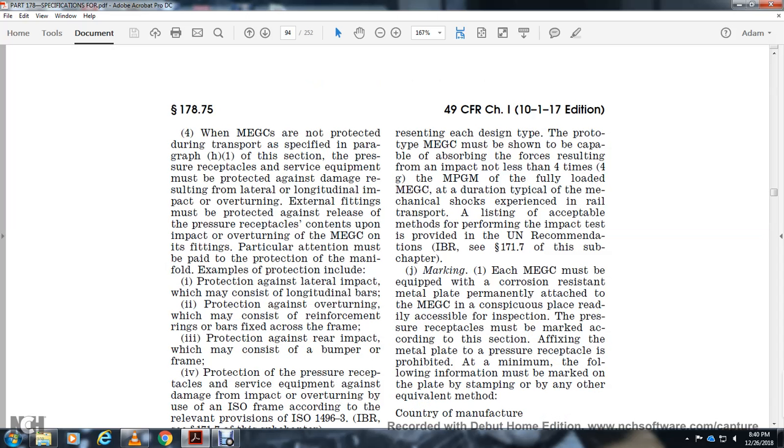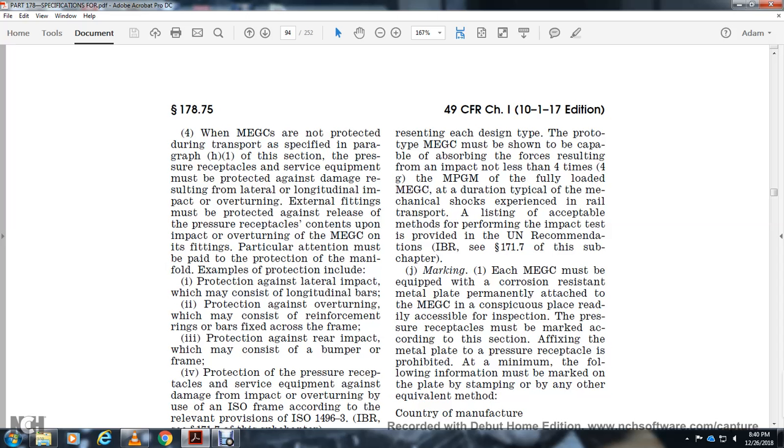The MEGC must be protected during transportation as specified in paragraph H1. The pressure receptacle and surface equipment must be protected against damage resulting from lateral and longitudinal impact and overturning. External fittings must be protected against release of the pressure receptacle contents upon impact or overturning of the MEGC fittings. Particular attention must be paid to the protection of the manifold.